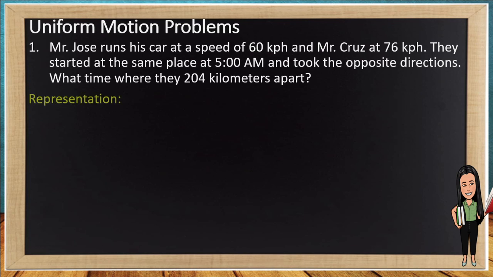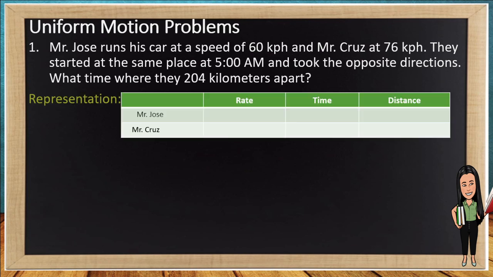Represent muna natin. We have Mr. Jose and Mr. Cruz. So yun yung ilalagay natin sa table. It will be easier for us to use a table to represent all our given, para mas madali nating makita yung gagamitin natin for the working equation. Based on the problem, ang rate ni Mr. Jose is 60 kilometers per hour and then si Mr. Cruz 76 kilometers per hour.